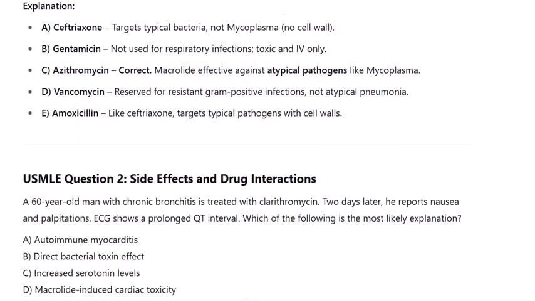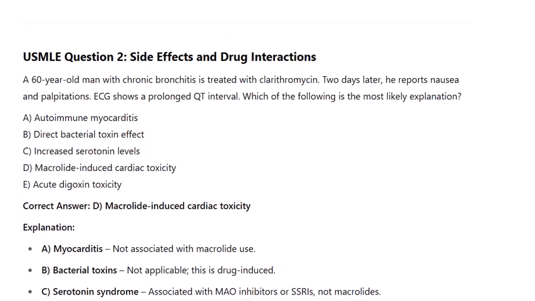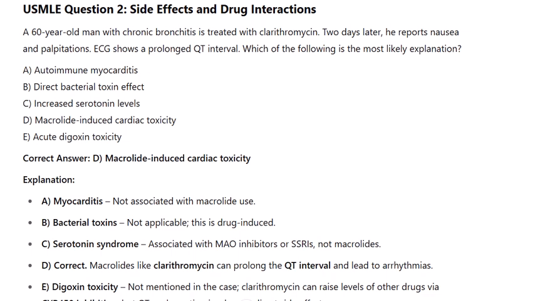USMLE Question 2, side effects and drug interactions. A 60-year-old man with chronic bronchitis is treated with clarithromycin. Two days later, he reports nausea and palpitations. ECG shows a prolonged QT interval. Which of the following is the most likely explanation?